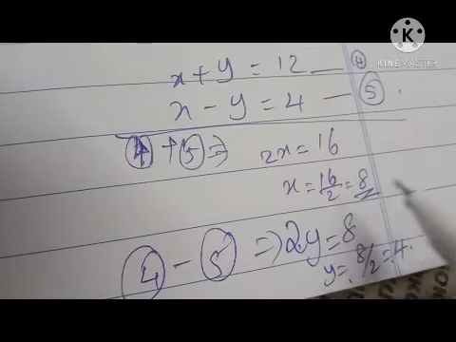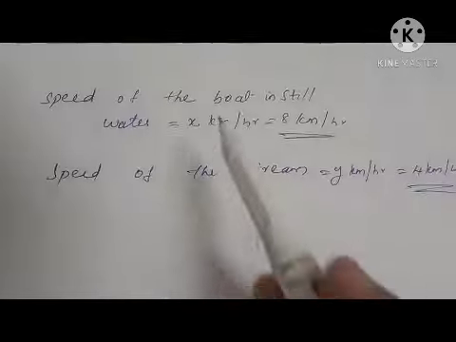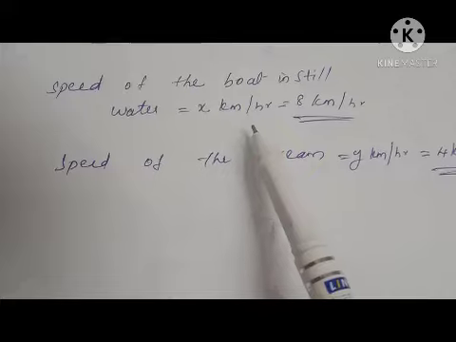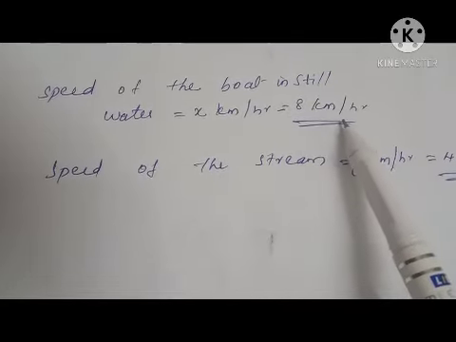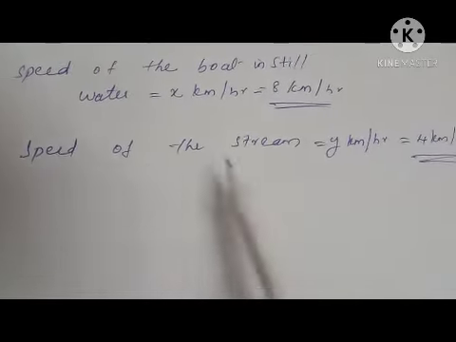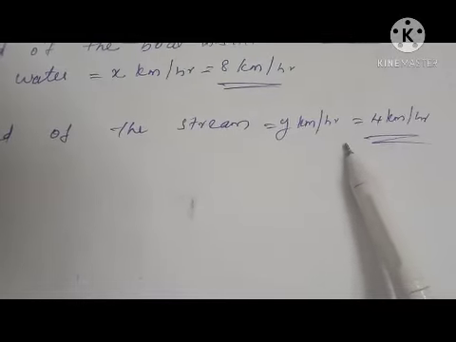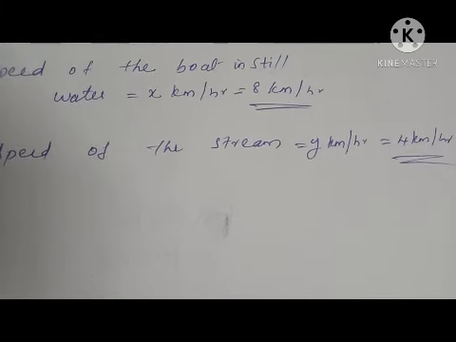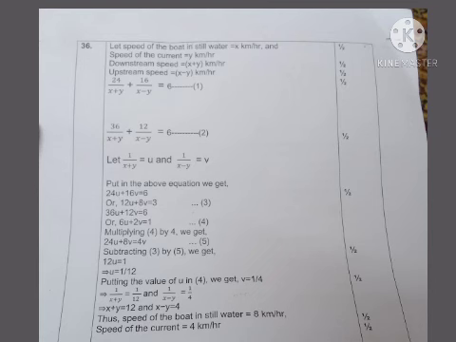But we have to write the answer in words. This way we have to conclude the answer. Speed of the boat in still water equal x km per hour. That is equal 8 km per hour. And speed of the stream is y km per hour. That is equal 4 km per hour. Then the mark distribution. This is the mark distribution of the question number 36.